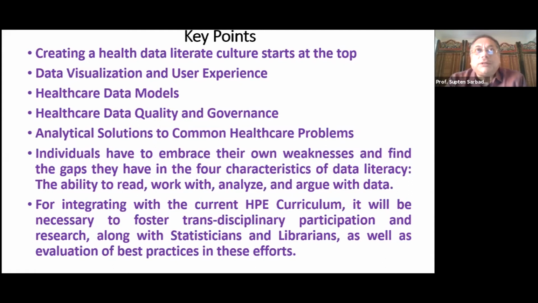Now, how do we integrate with the ongoing curriculum? Of course, curriculum in our country has to come from the top; the MCI, or now the NMC, has to give it. But essentially we need to foster transdisciplinary participation and research. Data scientists, statisticians, librarians, that is, the information scientists, all need to come together to think how best we can train it, and also how to evaluate the best practices in these efforts. This is how we can go ahead with it.